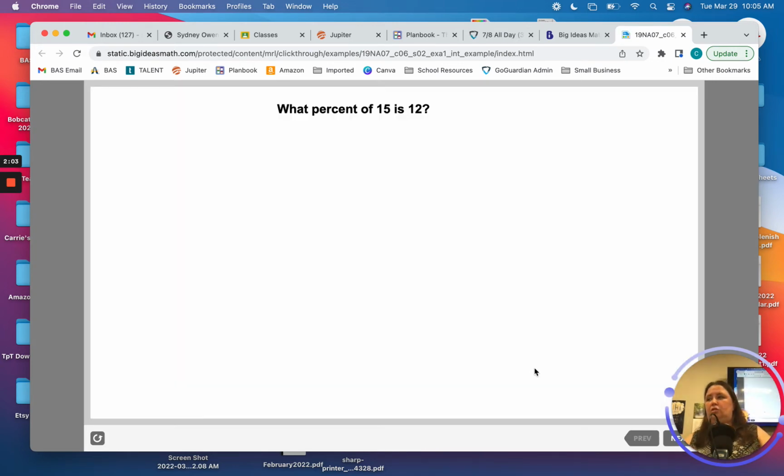Example 1. Write this in your journals. You're going to take this sentence and turn it into a math problem. What percent? We don't know what percent, so we're going to put a variable here. Of, what does of mean mathematically? Multiply. 15 is, what does is mean mathematically? Equals 12. So I would write: what percent of 15 is 12. Percent we don't know, part A is 12, and part B is 15, or W, the whole.